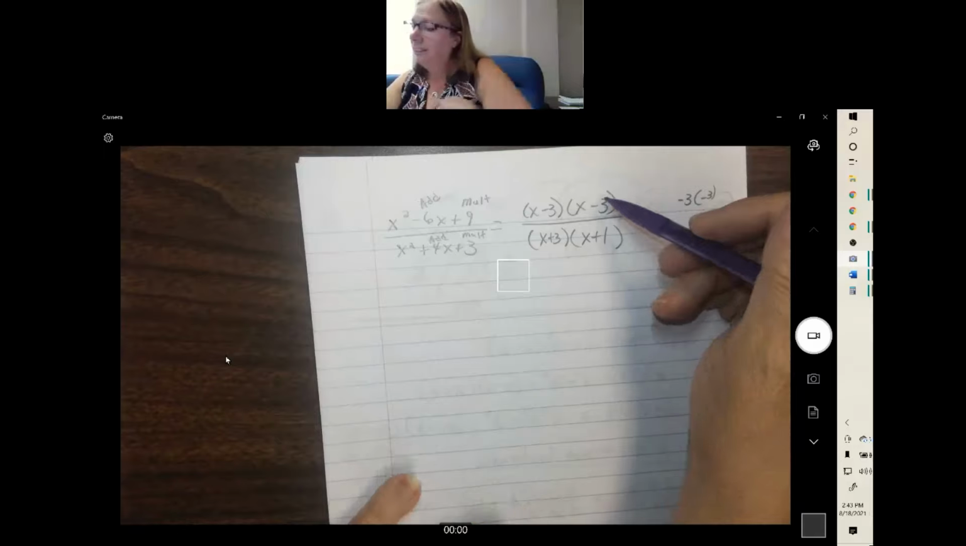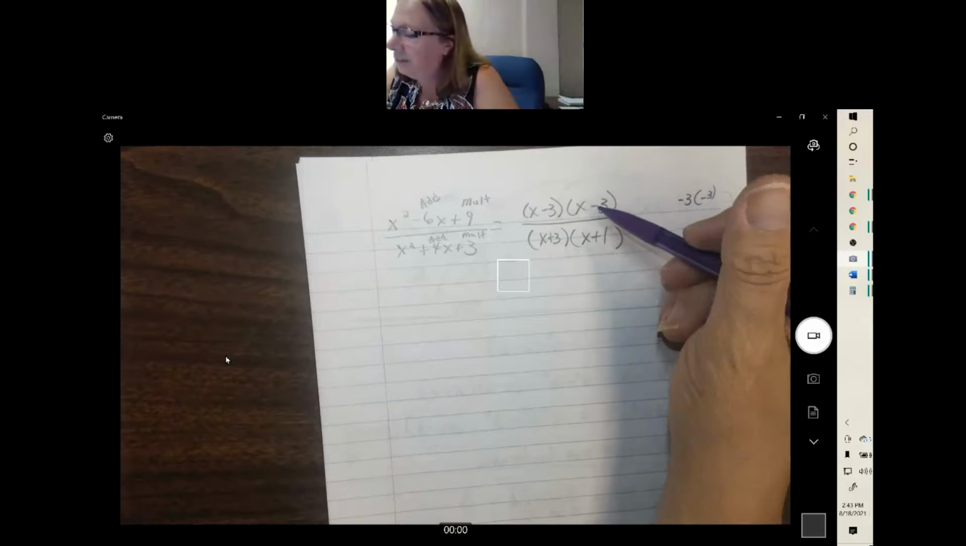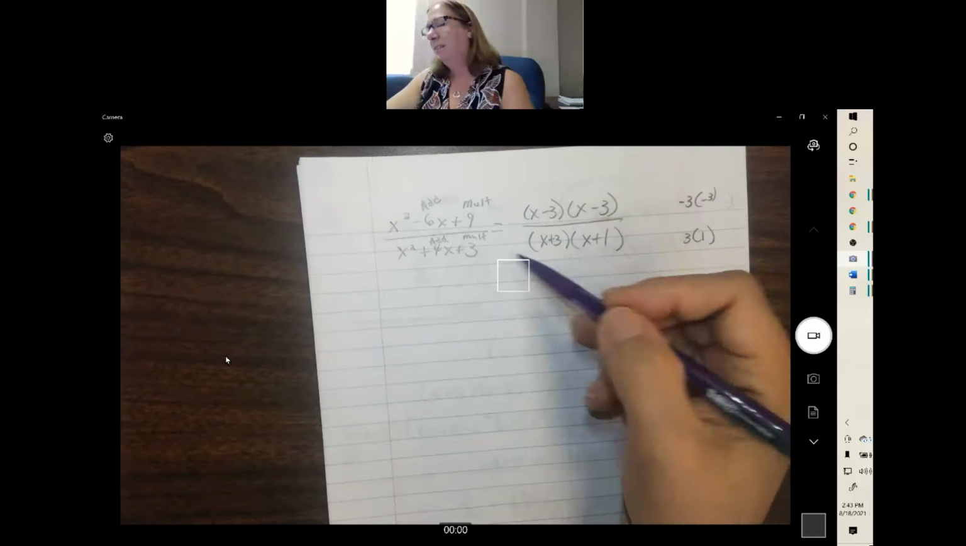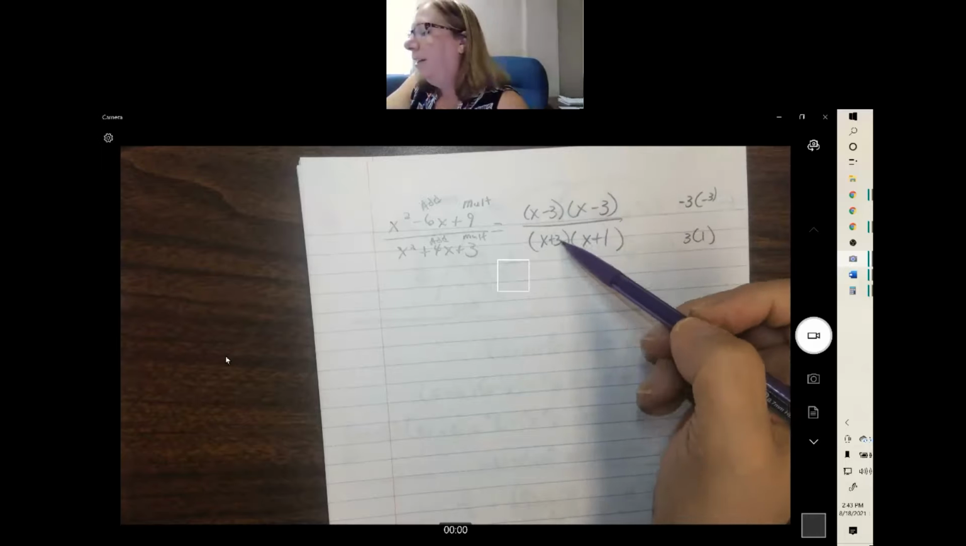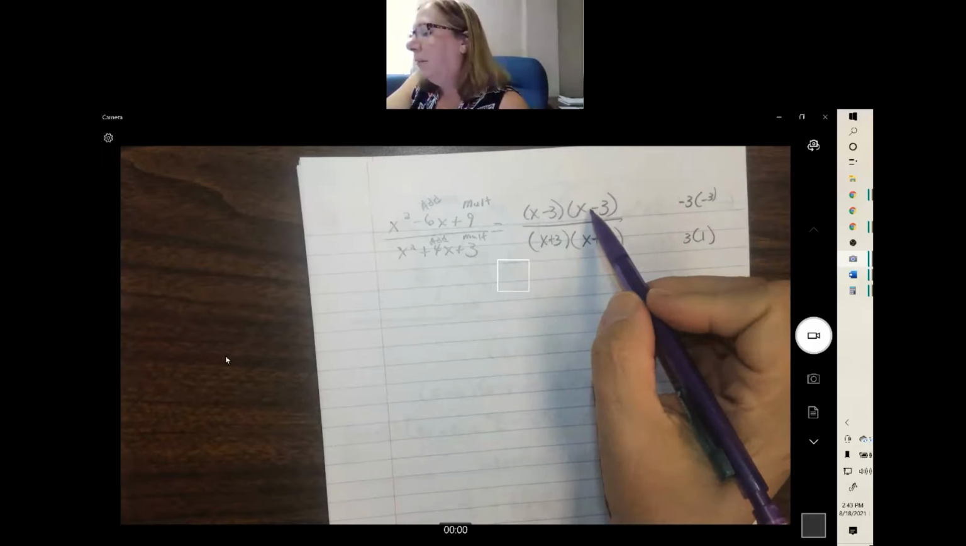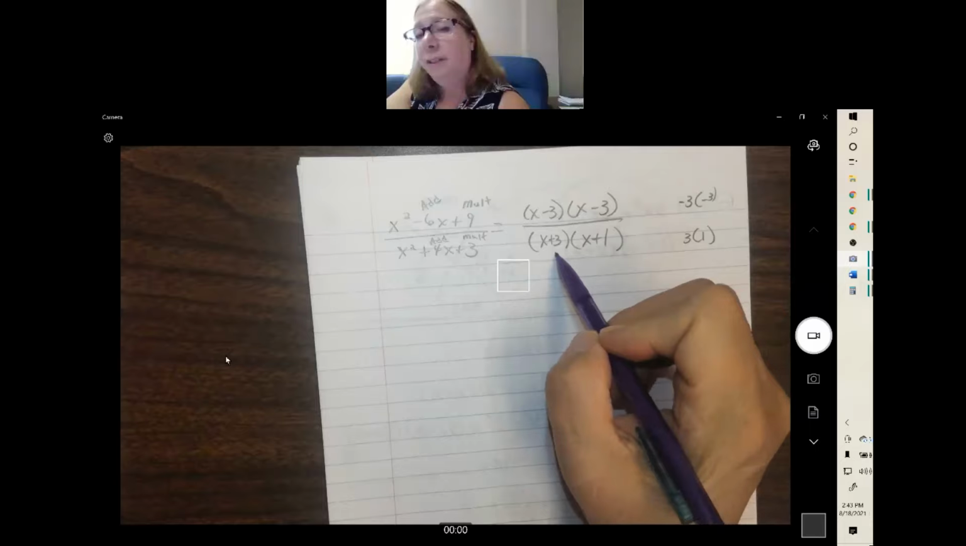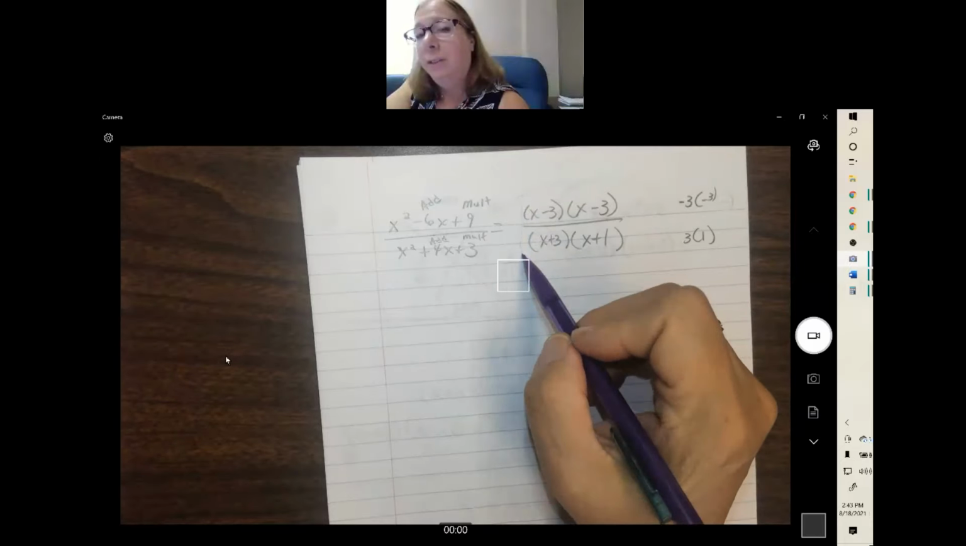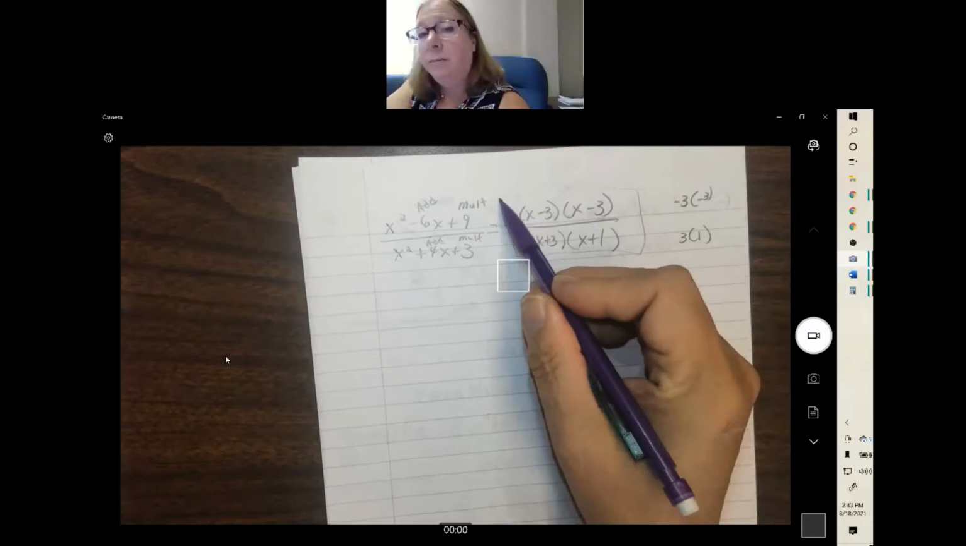Okay. I thought one was going to come out to cancel. Got it out of your book, but it's not. Because these are both negative, it will not cancel with this one. And so this does not reduce.